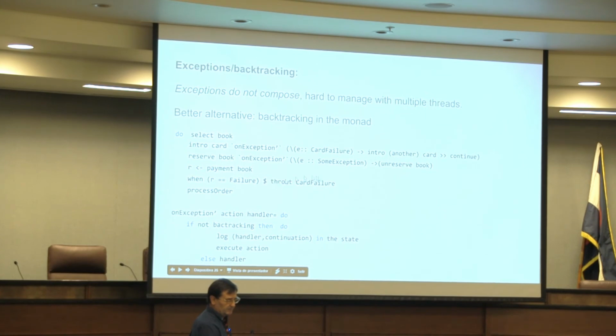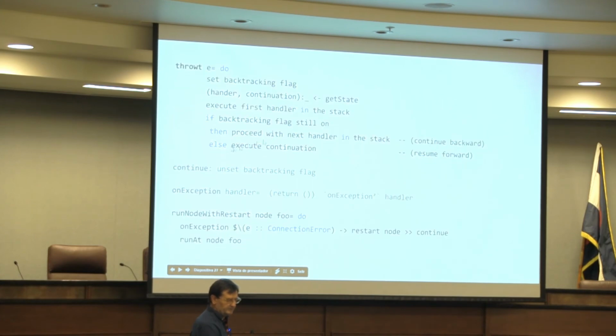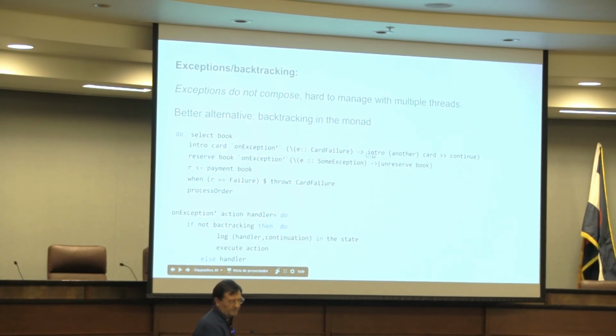Usually there is an exception executed on failure. These primitives allow us to assign to each statement a failure handler. So the failure handler for the reserved book is just to unreserve it, for example incrementing the stock of books. And for the payment, the handler is to ask the user for another card and continue forward.